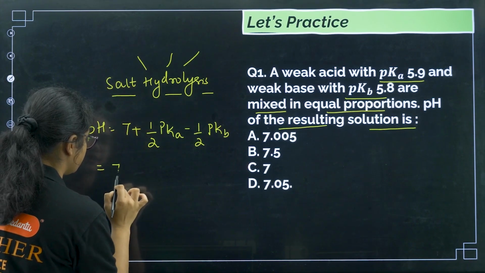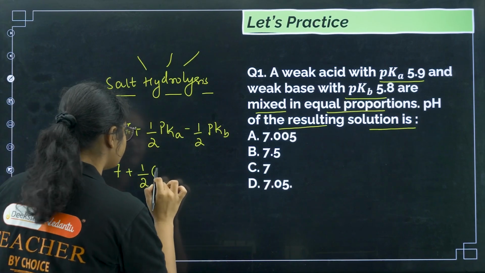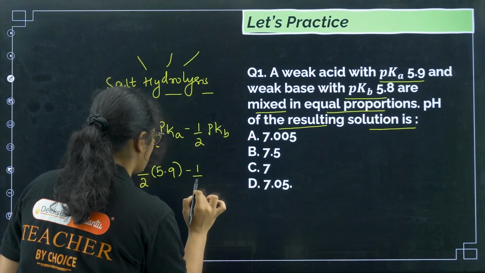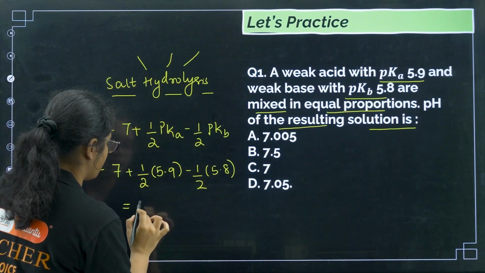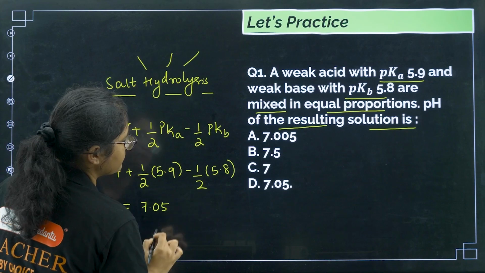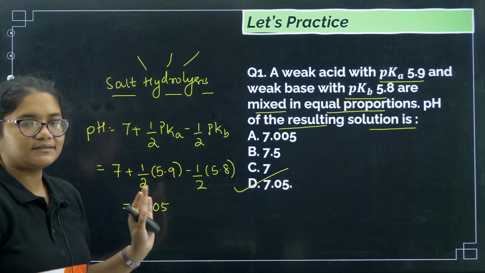So if I substitute here, 7 plus half, what is the pKa value? 5.9, minus half pKb, that is 5.8. So if I solve this, I'll be getting around 7.05. Okay, the correct answer is option number D. You can check this calculation, you'll get the same answer.